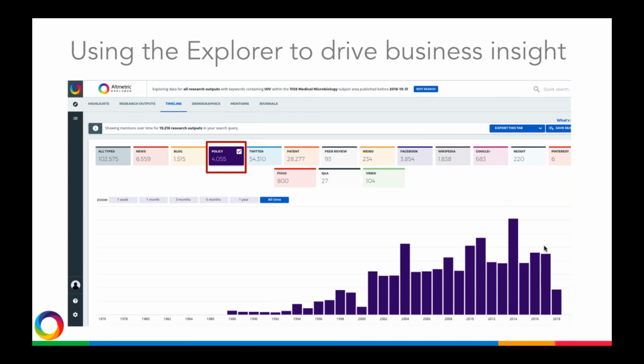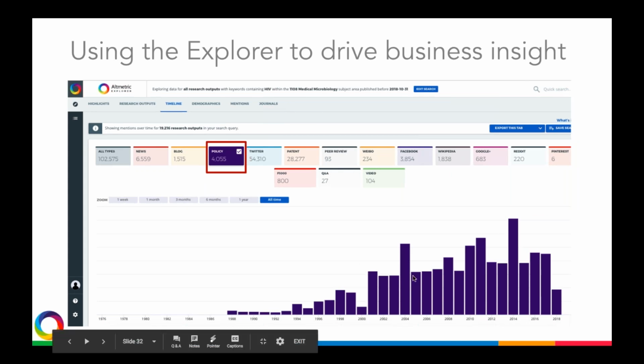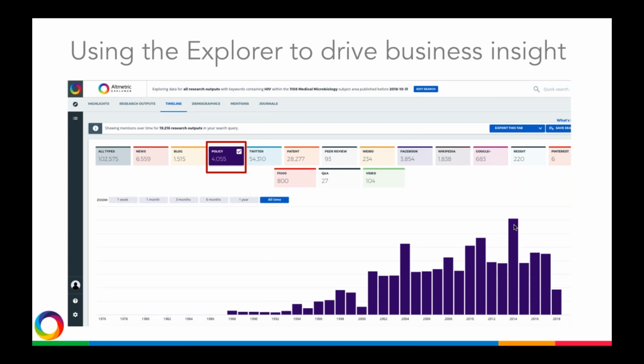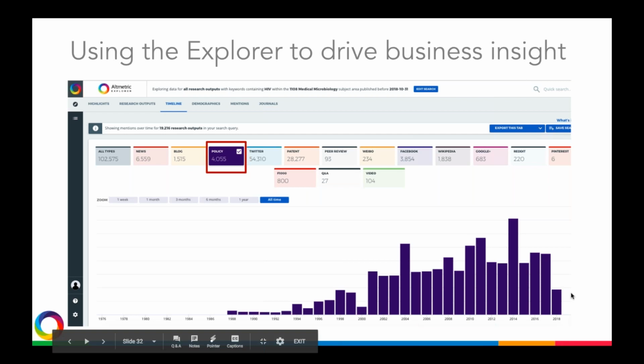And of course, going back to the point about policy, policy mentions have been going up and up over time. There were a couple of peaks, but it does look now like this is dying down a little bit. So you can definitely see the trends going on under the data.